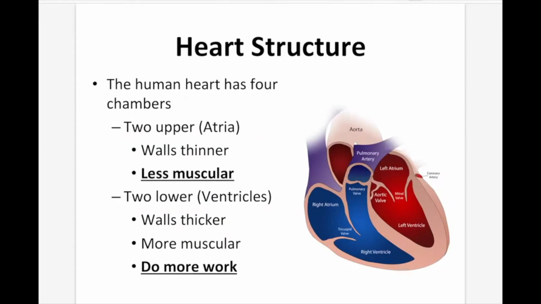Heart structure. The human heart has 4 main chambers. There's going to be 2 upper atriums, so that's this guy here and here. They're going to have thinner walls. They're going to be a little bit less muscular. There's going to be less work for them to do, so they don't need to have quite as much muscle.